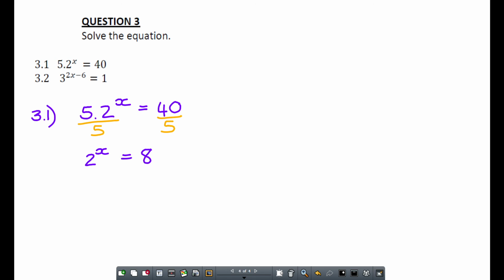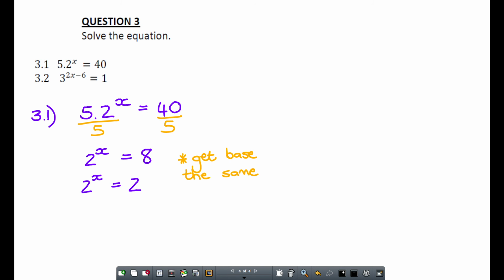Now, when my exponent is the unknown, the first thing you want to do is get base the same. I'm going to write that here. Get base the same. So the left-hand side is going to stay 2 to the power of x. And on that side, instead of 8, I want 2 to the power of something. But it must still be 8.